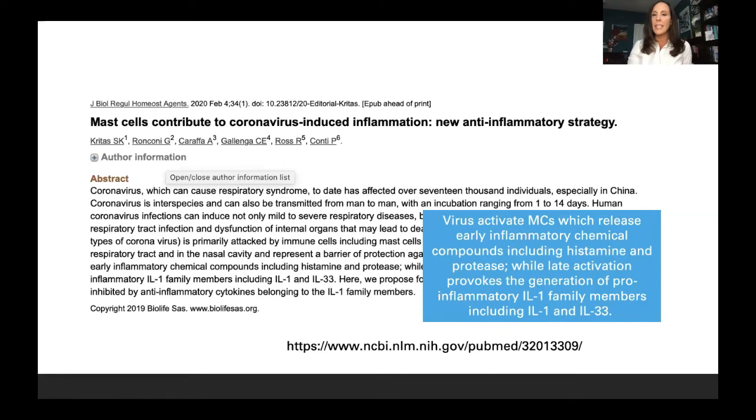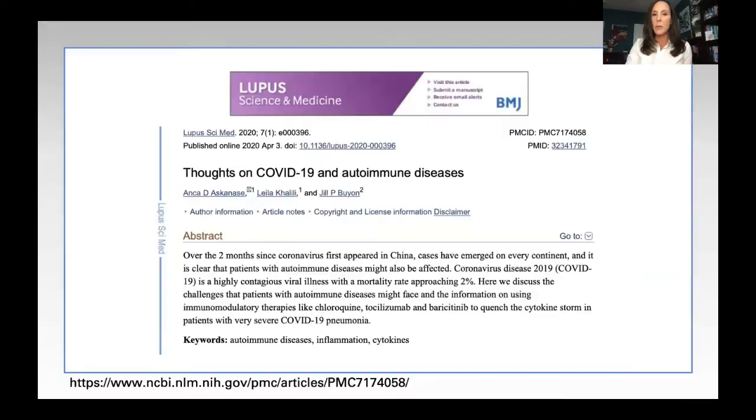Now, the reason I pulled this one up is because the big question in a lot of the boards I'm on is, does mast cell activation syndrome have a greater risk or not of getting seriously ill from coronavirus? And I think there may be some evidence that that is true.